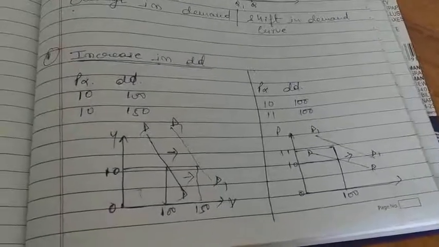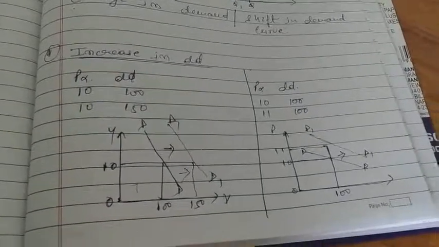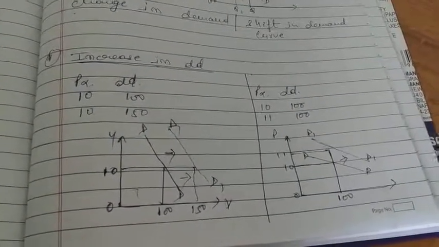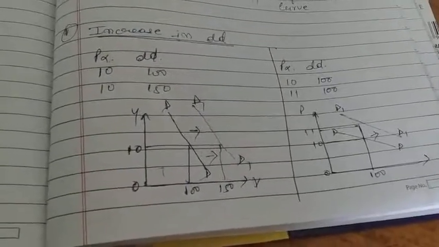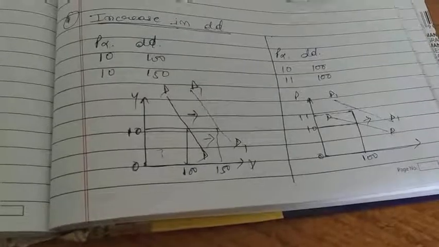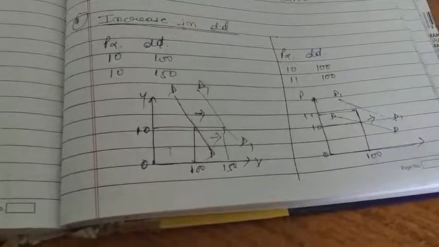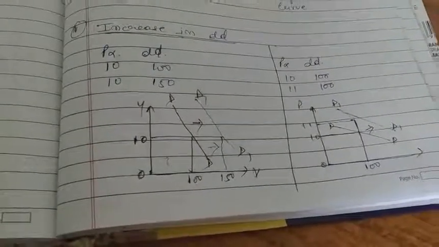If the demand changes due to change in the price of the commodity, then there is extension and contraction. But in change in demand, when there is more demand at the same price or the same demand at a higher price, it is known as increase in demand. Now the second is decrease in demand.